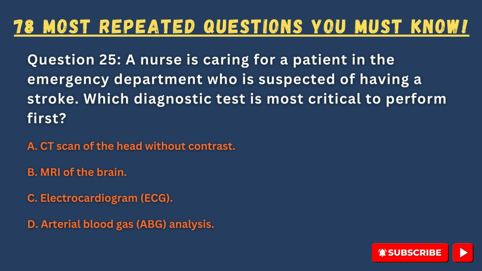Question 25. A nurse is caring for a patient in the emergency department who is suspected of having a stroke. Which diagnostic test is most critical to perform first? A. CT scan of the head without contrast. B. MRI of the brain. C. Electrocardiogram, ECG. D. Arterial blood gas, ABG analysis.